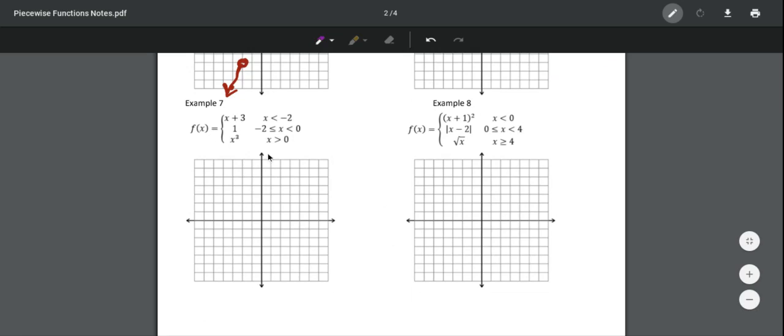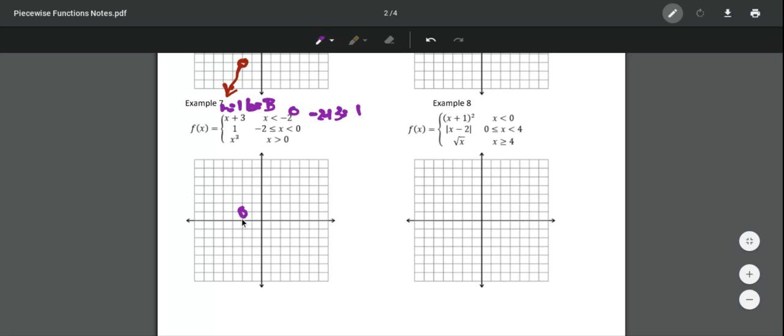So example number 7, we have this linear graph with a slope of 1 and a y-intercept of 2. Excuse me, I say 2 and it's really 3. And I wrote 1, so who knows what I was thinking. So then it starts at -2. So if I plug in -2 plus 3, that's equal to 1. And it's an open circle. So at -2, I get +1.